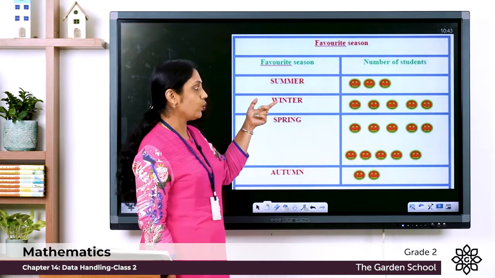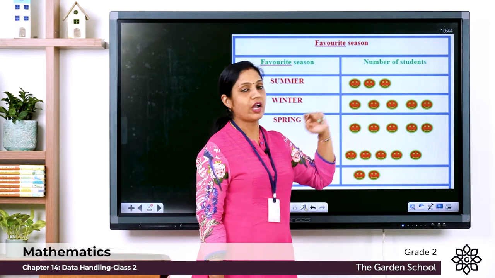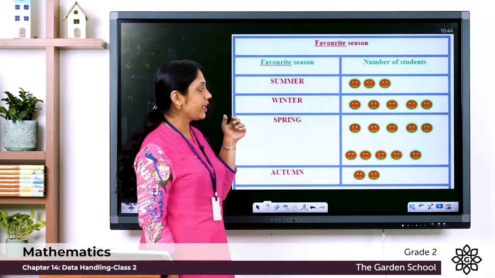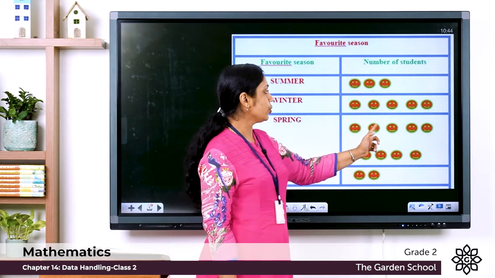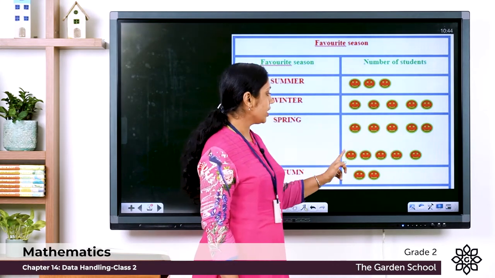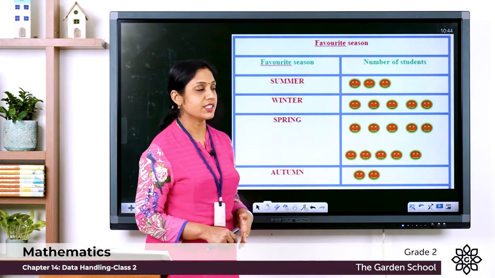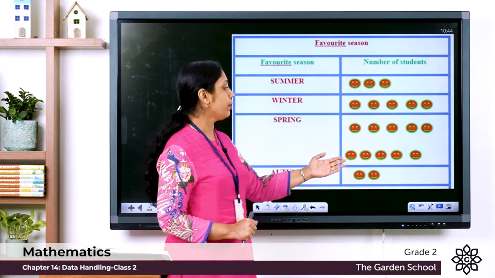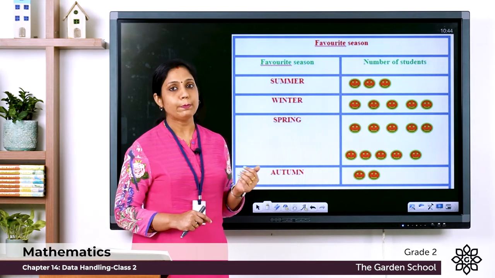The next season, winter, is liked by 1, 2, 3, 4, 5. So 5 students like winter season. And what about spring? The students who like spring are 1, 2, 3, 4, 5, 6, 7, 8, 9, 10. So 10 students like spring season. And autumn season is liked by 2. So this is data representation using pictures.